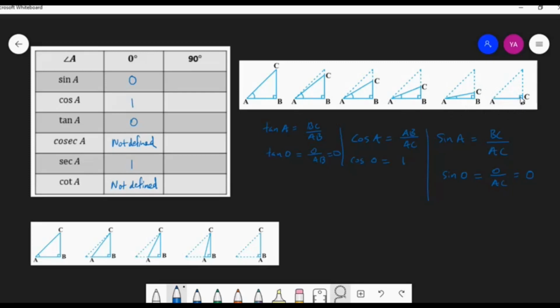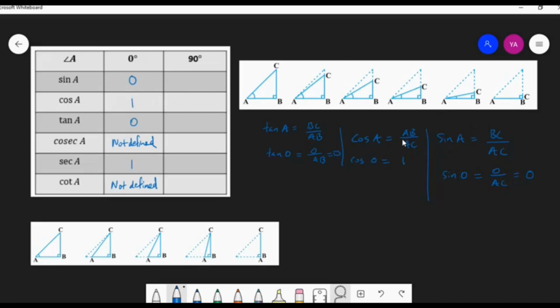At that time, the side opposite to angle A also becomes 0, and the hypotenuse AC coincides with the side adjacent to angle A, that is AB. So sin A will be sin 0, which is equal to BC by AC. BC is equal to 0, therefore 0 by AC is equal to 0. We fill in the table: sin 0 is equal to 0.